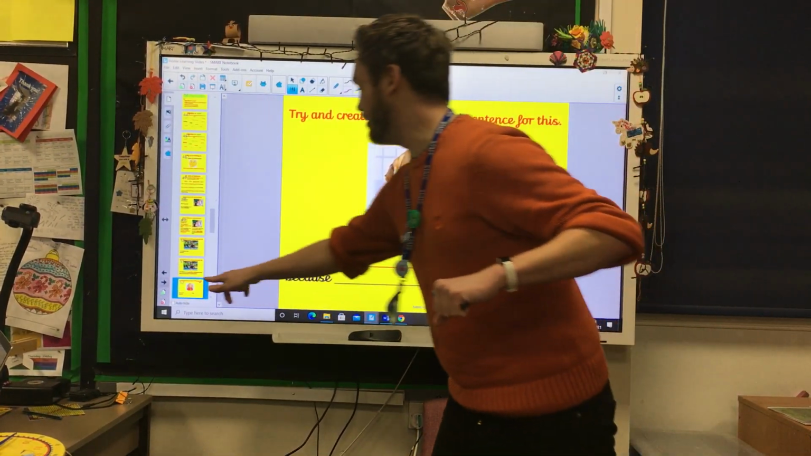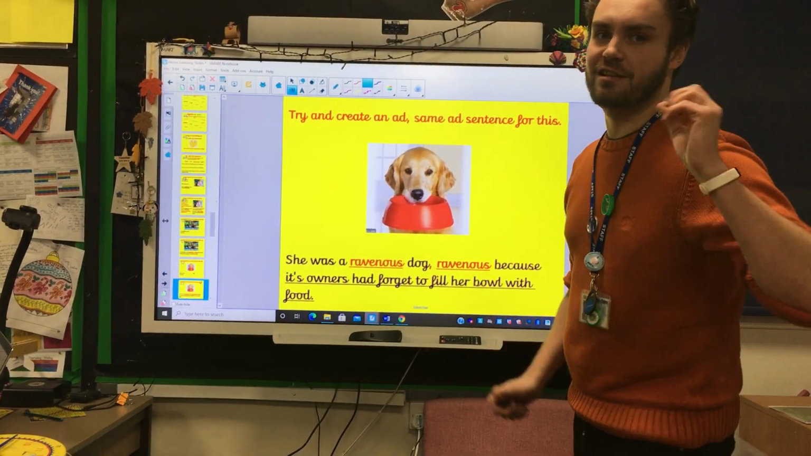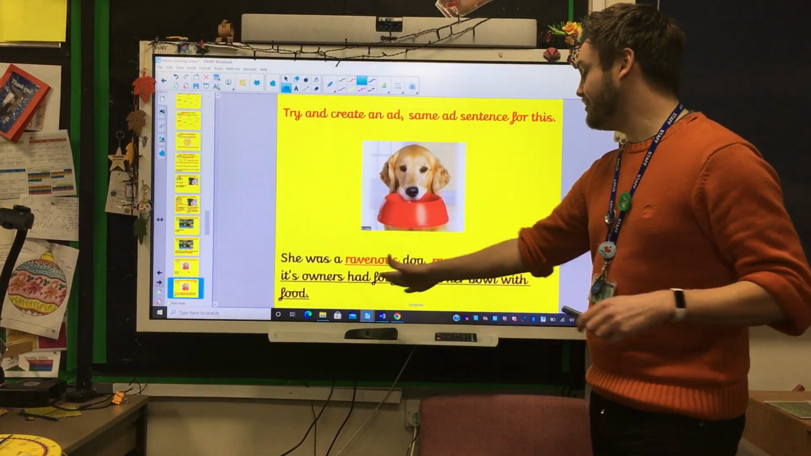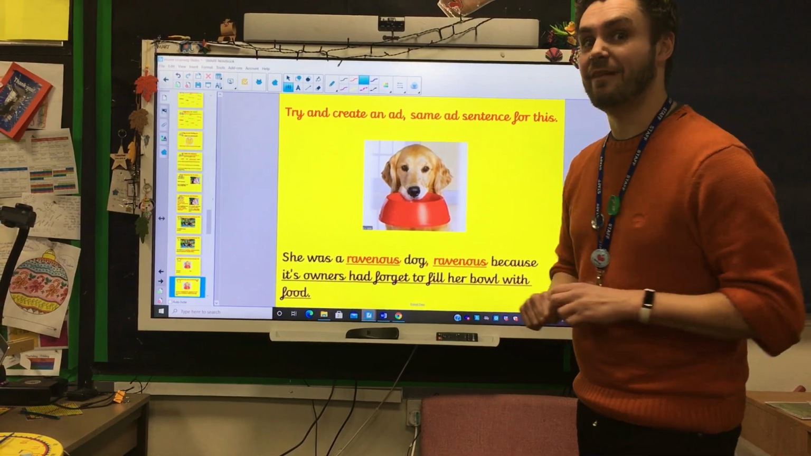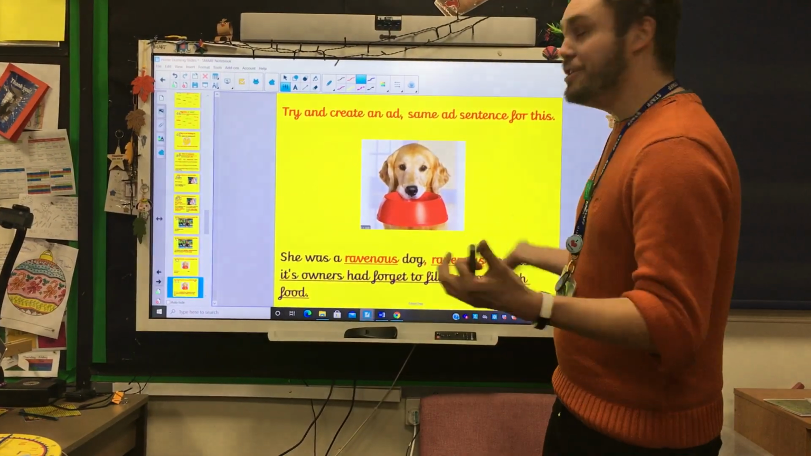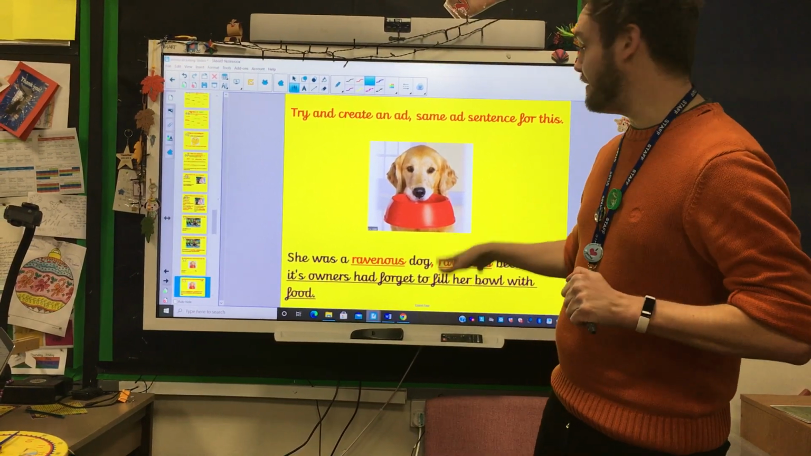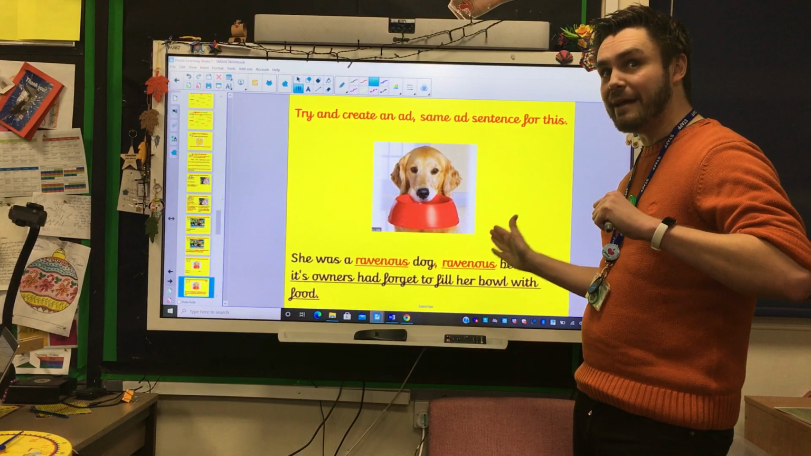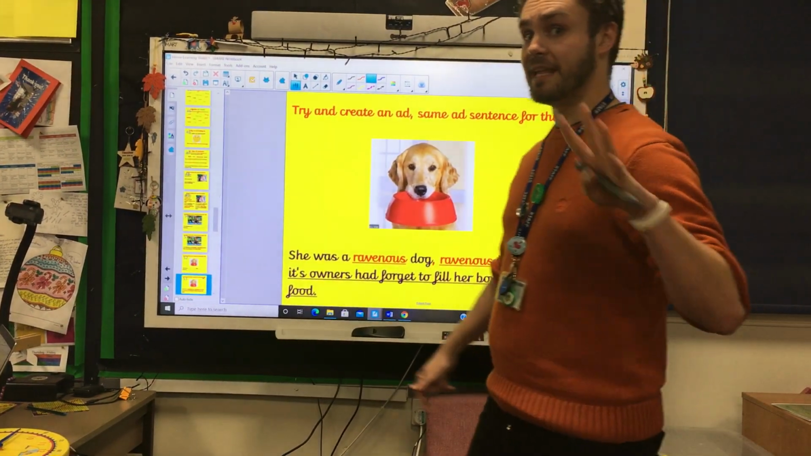Right, let's have a look in Year 4. So I've gone, she was a ravenous dog, ravenous because. Now ravenous is another way of saying extremely hungry because its owner had forgotten to fill her bowl with food. I'd be quite ravenous if that was the case. That's how she is. You can use hungry, starving, anything like that as well. Absolutely fine. But again, as long as you've got that adjective and directly after the comma, the same adjective repeated with the word because and an explanation, you're going to be fine. That's what we're looking for today.